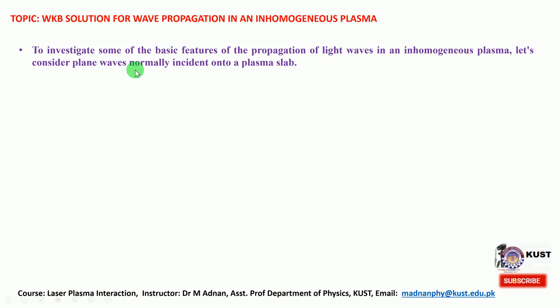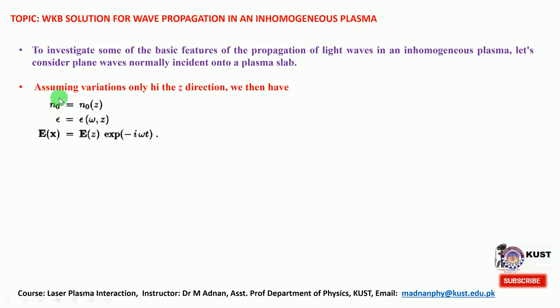So let us consider a plane wave normally incident on a plasma slab. Remember, we have to consider the simplest version of the wave propagation in inhomogeneous plasma, where the electromagnetic wave is incident normally to the plasma slab. That is, we will not be discussing the oblique incidence. So assuming the variation in the density is only in the z direction, that is, the plasma density varies with z. There lies a gradient in the z direction, and by normal incidence we mean the laser is also incident in the same direction.